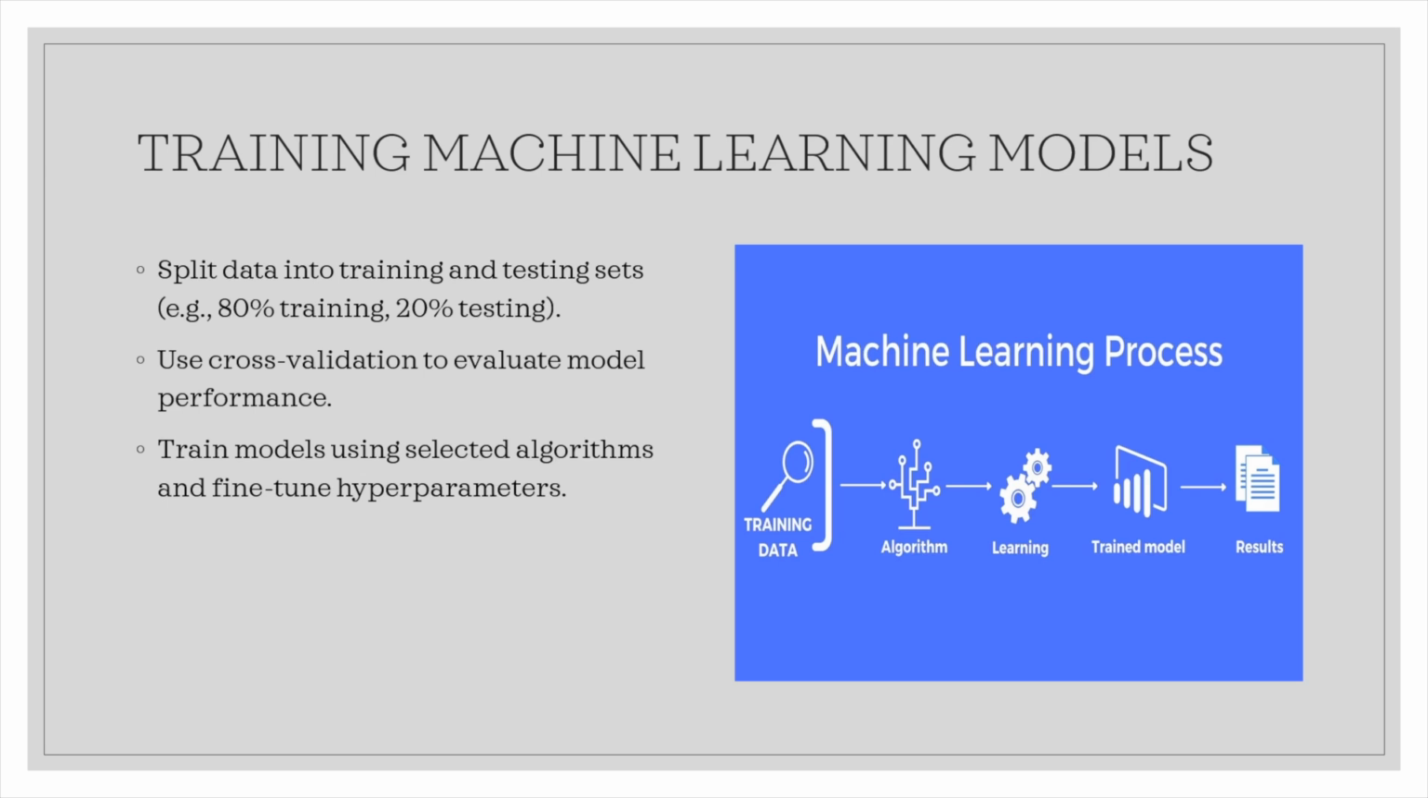So we have used cross-validation to validate the model performance, and cross-validation is a technique used to assess how the result of a statistical analysis will generalize to an independent dataset. It involves partitioning the data into several subsets or folds. The model is trained on some of these folds and tested on the remaining fold. This process is repeated multiple times, with each fold serving as the testing set once. Steps in cross-validation are dividing the data, training and testing the data, and evaluating the data. So we have trained models using selected algorithms and fine-tuned hyperparameters.